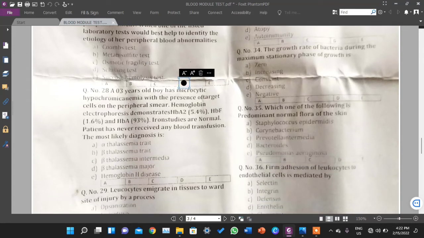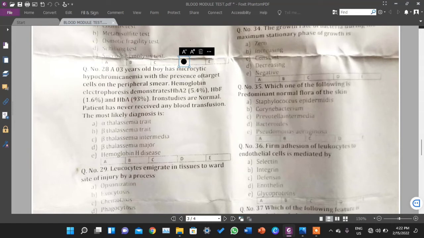Question number 28. A 3-year-old boy with microcytic hypochromic anemia with the presence of target cells on the peripheral smear. Hemoglobin electrophoresis demonstrates HbA2 5.4%, HbF 1.6%, and HbA 93%. Iron studies are normal, and the patient has never received any blood transfusion. The most likely diagnosis is: A, alpha thalassemia trait; B, beta thalassemia trait; C, beta thalassemia intermedia; D, beta thalassemia major; E, hemoglobin H disease.